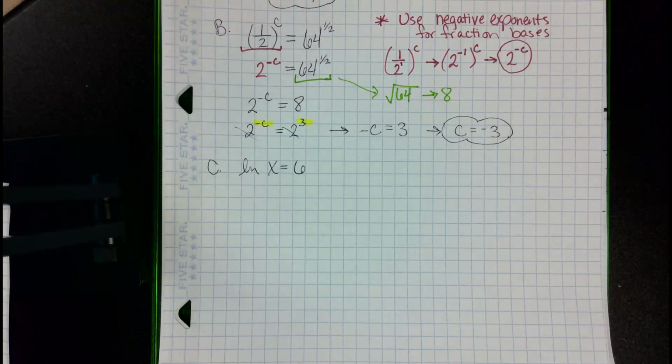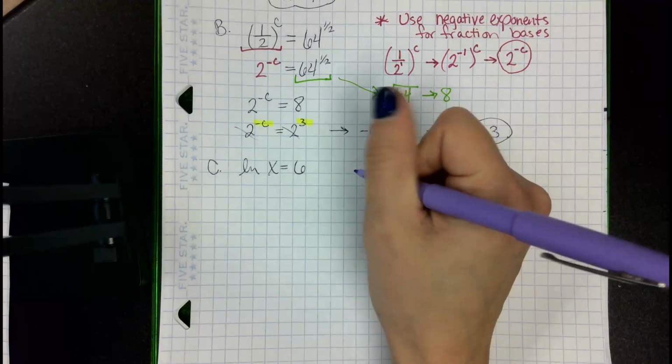All right, so now I'm switching over to logs. I have the natural log of x equals 6. What is the value of x? So if I have a log and my variable x is in the argument of the log, I need to rewrite it as an exponential so I can figure out what the value of x is.